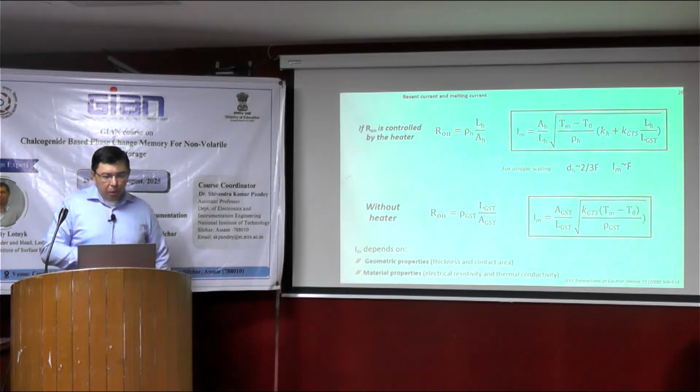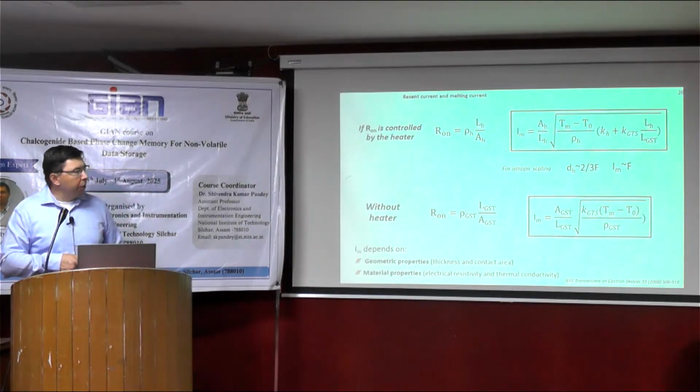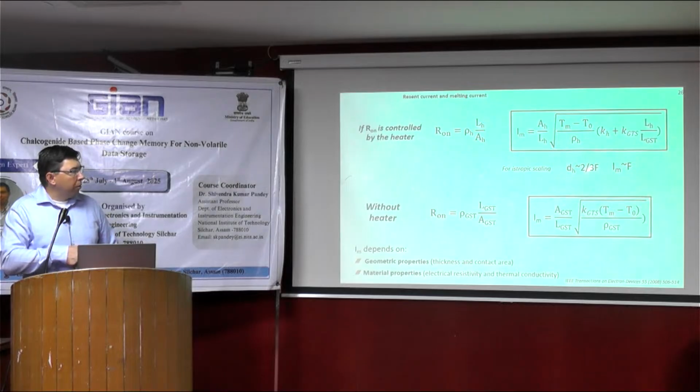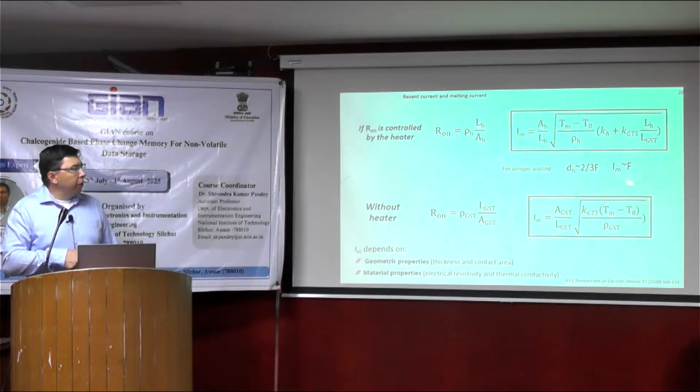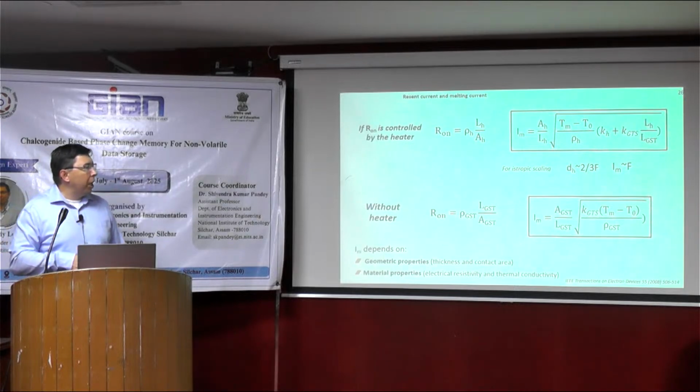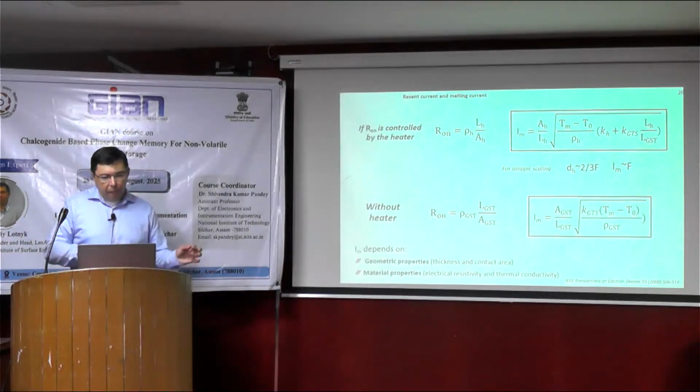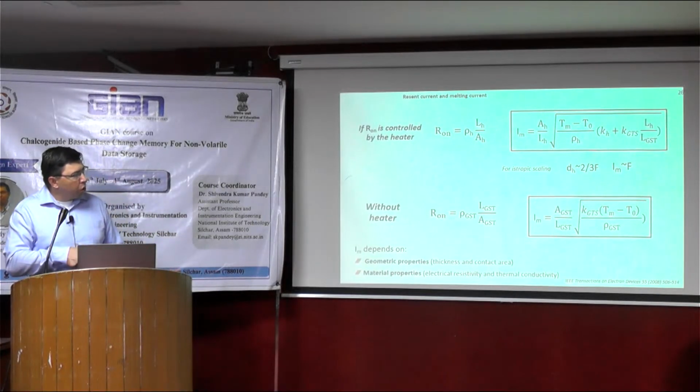So if we apply isotropic scaling, we can see that DH, the size of the heater, will be proportional to the two-thirds power of the footprint. So the melting current will be approximately proportional to the footprint.